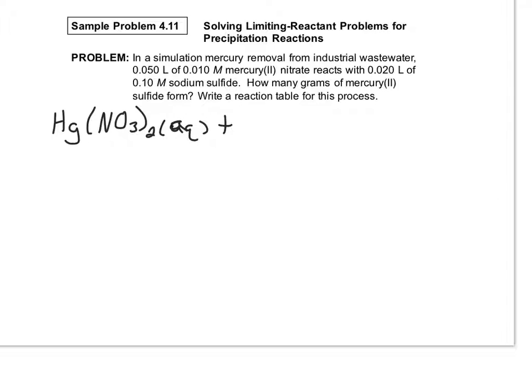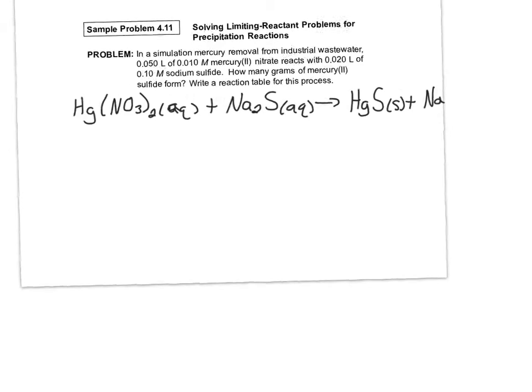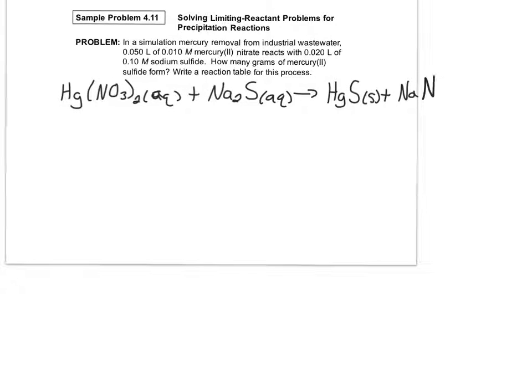Plus sodium sulfide. Sodium has a +1 charge. Sulfide has a 2 negative charge, so I've got to have 2 sodiums for every 1 sulfide. Aqueous yields, and remember the cation of one is going to pair with the anion of the other. So the mercury and the sulfide are going to go together, and it's going to be mercury(II) sulfide, HgS, solid, plus our sodium nitrate. Sodium nitrate, NaNO3, is going to be aqueous because if we check the solubility rules, all nitrates are soluble, as well as group 1 metals. They're all soluble too, so on both accounts.